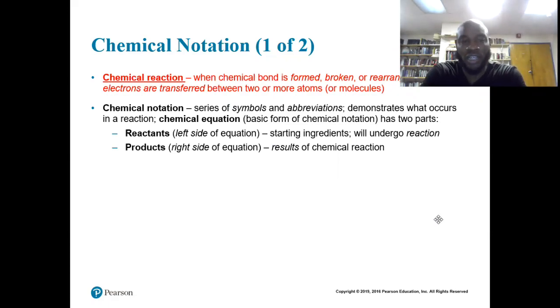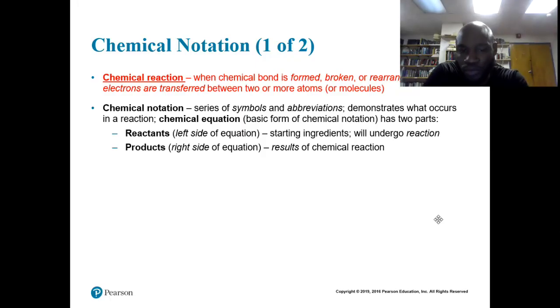So a chemical reaction is when a chemical bond is formed, broken, or rearranged, or electrons are transferred, right? This may sound a little confusing, but basically it's a chemical change. And when we talk about chemical, we mean a change in the structure of the atom. Remember, the smallest unit of matter is the atom. So a change in the structure of the atom, a change in the number of electrons, changes that structure and that general composition, and the atom is no longer the same element.